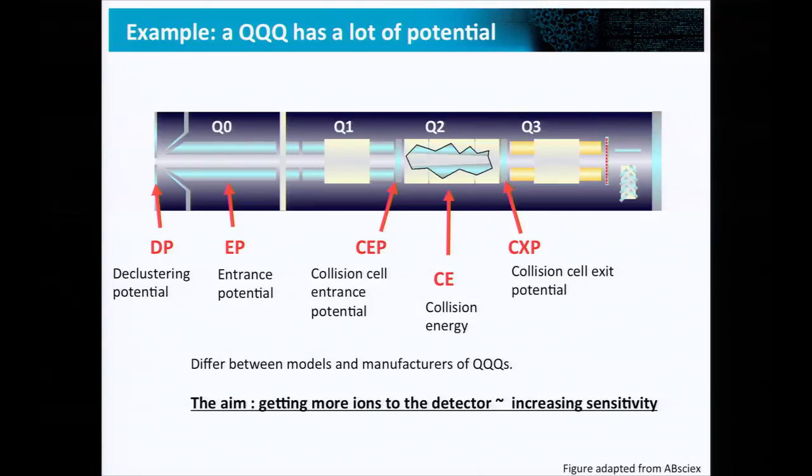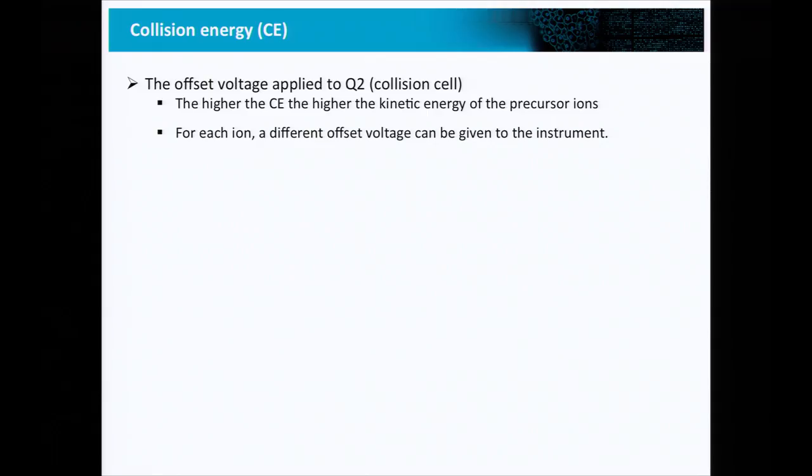So when we think about setting different voltages, what we try to improve as much as possible is the sensitivity. So to get more ions means to see more of our peaks of interest. The collision energy, which is the only obligatory one, is the offset that is applied to Q2. The higher collision energy we put, that gives more kinetic energy to the precursor ions, and then when it collides with the gas, we would get fragmentation, and hopefully this will drive more ions towards the detector.